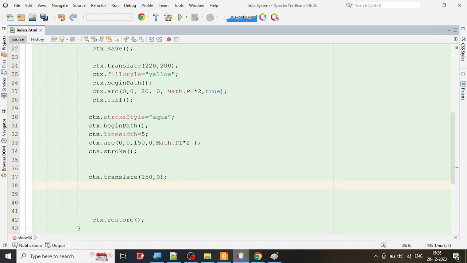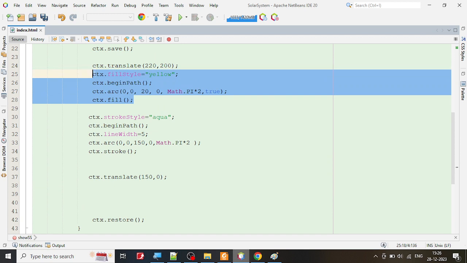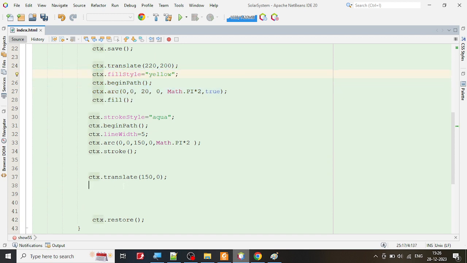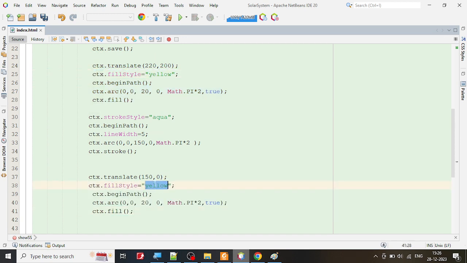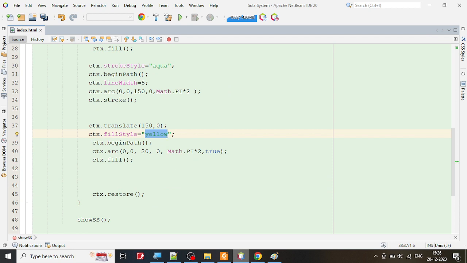I'm going to copy this whole thing. Okay, fill it with the color. I'm going to just copy this thing, Control C, and I'm going to paste it. My color is, what is my color? My color is green. Earth color is green.